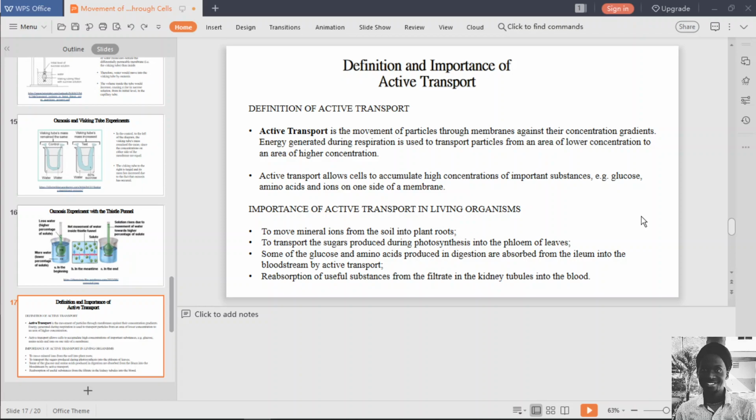You do not need energy for that, because it's like if you take a ball and you put it on top of a hill, naturally the ball would roll down the hill. That is what happens in diffusion. But active transport, you're putting the ball at the base of the hill and you want the ball to go up the hill. So you have to use energy to roll the ball up the hill, right? It takes effort.